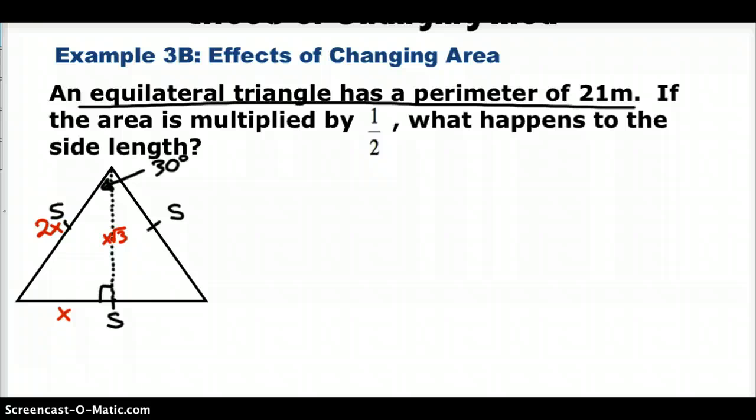Now what we're going to do is develop this little formula for the area of this particular triangle. The area is going to be equal to 1/2 times base times height. So the area would be equal to 1/2 times our base, which is s, times our height, which we don't really know yet.